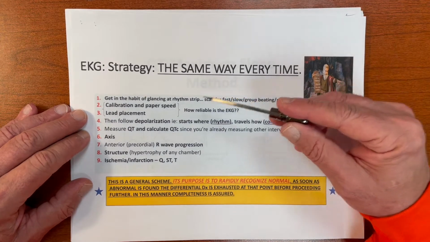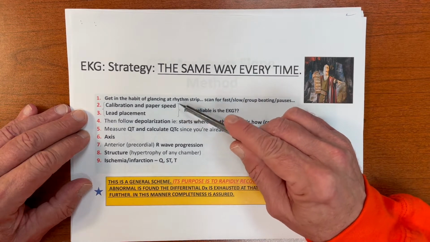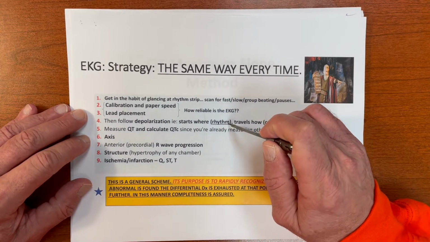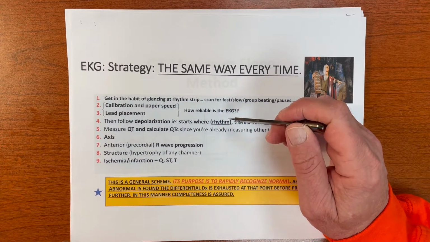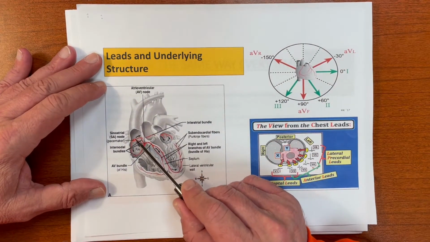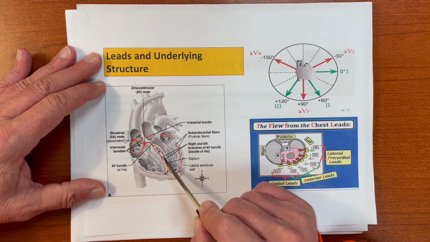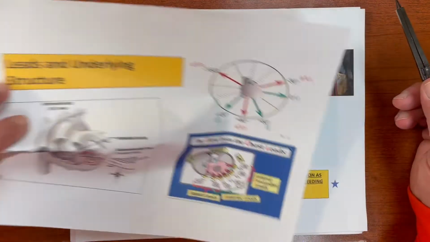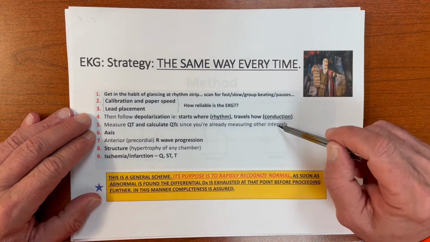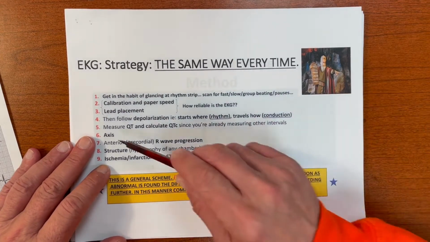Now, we have finished looking at the rhythm strip, making sure the quality of the EKG is good, looking at calibration, lead placement, and determining rhythm and conduction. The concept is we basically determined how things are flowing smoothly and normally from the impulse generation in the sinus node through the AV node into the ventricles. So that leaves us now at number 5, where we're going to measure the QT and the QTc. I want to explain why I put the QT as number 5.